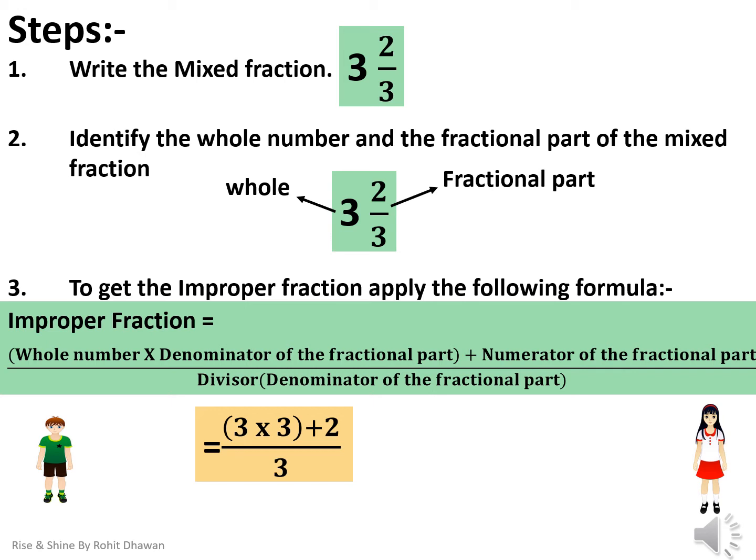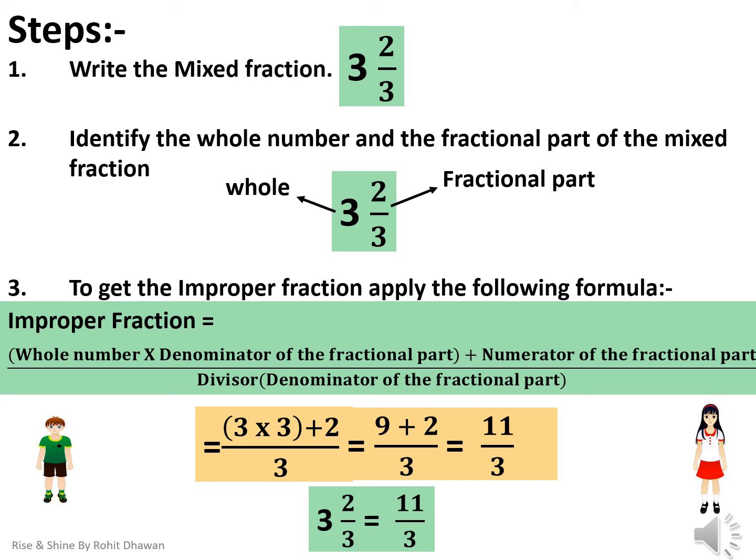On multiplying the whole number 3 with the denominator of the fraction part 3, we get the product 9. Adding numerator 2 to this product, we get the new number 11 in the numerator's place. Now writing the same denominator as before, that is number 3, in the denominator's place, we get the new improper fraction as 11/3. Thus, after conversion, the mixed fraction 3 2/3 becomes 11/3.